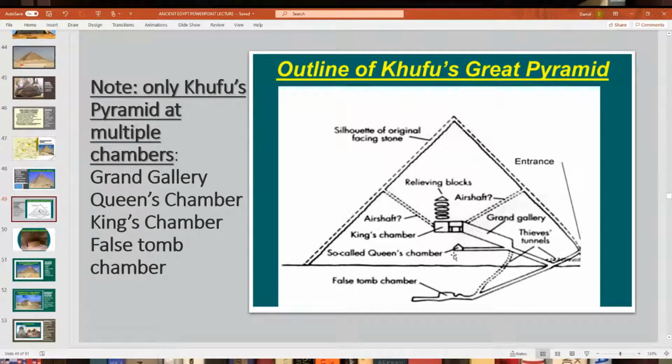Then there's the so-called Queen's Chamber, which was right here. The Arabs, when they took over ancient Egypt, called it that because they thought it was used as a burial chamber for one of Khufu's wives, but they don't think that's true. I think there's a theory that they put a statue of Khufu in there that represented his soul. Then you've got this Grand Gallery that runs up into the King's chamber.